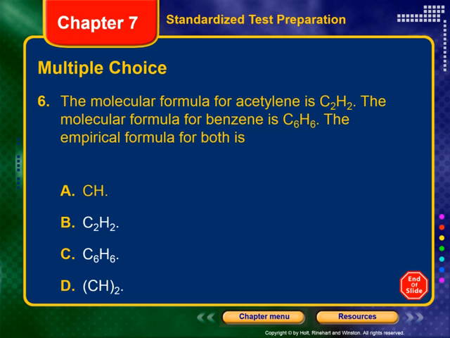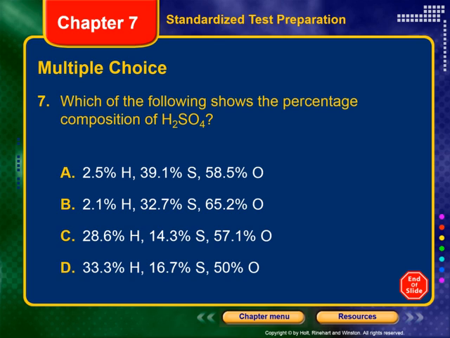It's CH, because I can reduce acetylene by 2. I can divide both of those subscripts by 2, it's CH. I can divide both of those subscripts in benzene by 6, and it comes out to CH. Remember, the empirical formula is the smallest whole number ratio of atoms in that compound.